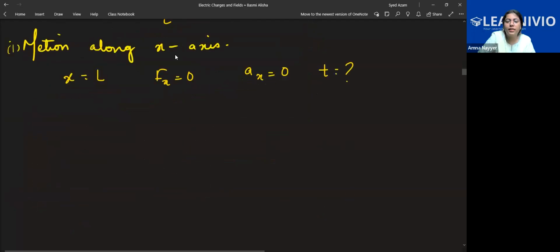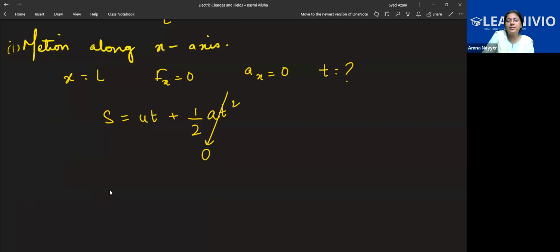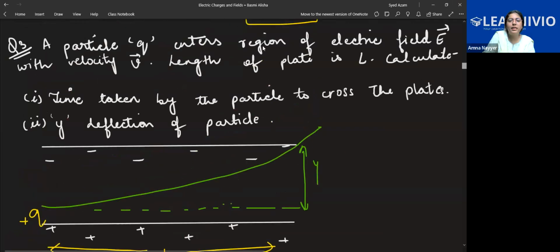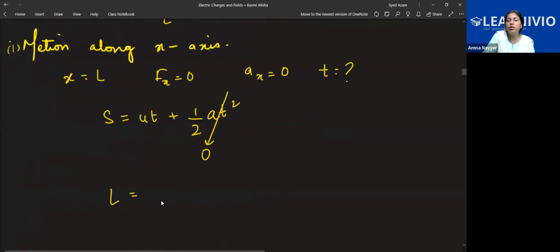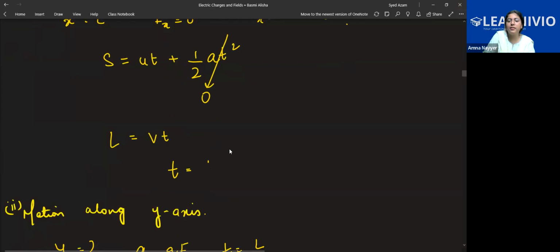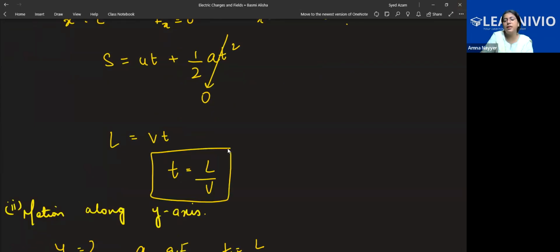So let's use the equation S is equal to ut plus half at square. Now this time acceleration is not given, right? So this part will be 0. X is equal to L. We have the velocity V, which means our initial velocity is also given as V. So what's the time? Time is L by V. Yes, that's the first part.